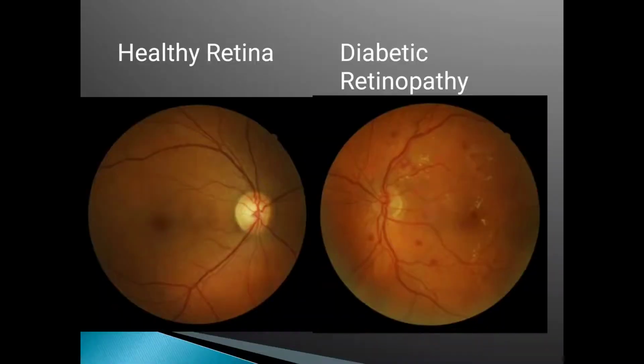These are the two pictures. On the left side, you can see a fundus photo of a healthy retina, with a beautiful optic disc from which blood vessels arise, and the macula in the center. On the right side, the blood vessels are slightly tortuous, and in the retina you can see multiple hemorrhages and hard exudates, and in the macula also you can see edema and hard exudates. This is how diabetic retinopathy looks. So if somebody shows you a fundus photo, you can easily make out what is a healthy retina and what is diabetic retinopathy.